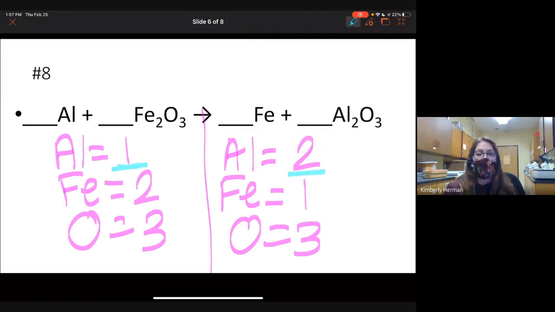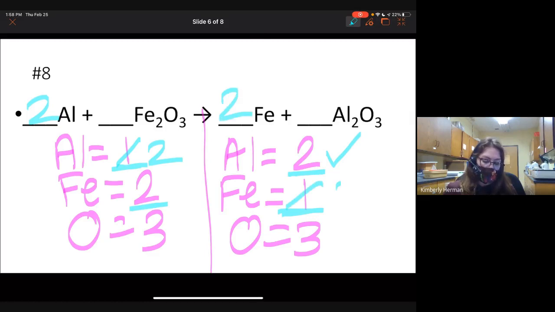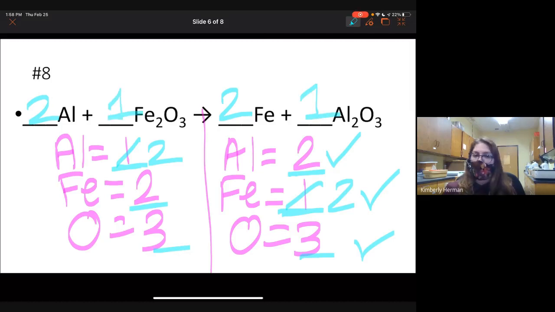So what's a multiple for 1 and 2? We're going to times it by 2. So 2 times 1 is 2. We are balanced there. We have a 2 on our reactant side for Fe and 1 on our product side. So we're going to put a 2 there. And now we have 2. We're balanced. And then our O's were balanced all along. We can put 1s here as placeholders. So we would see this is a 2, 1, 2, 1 for it.